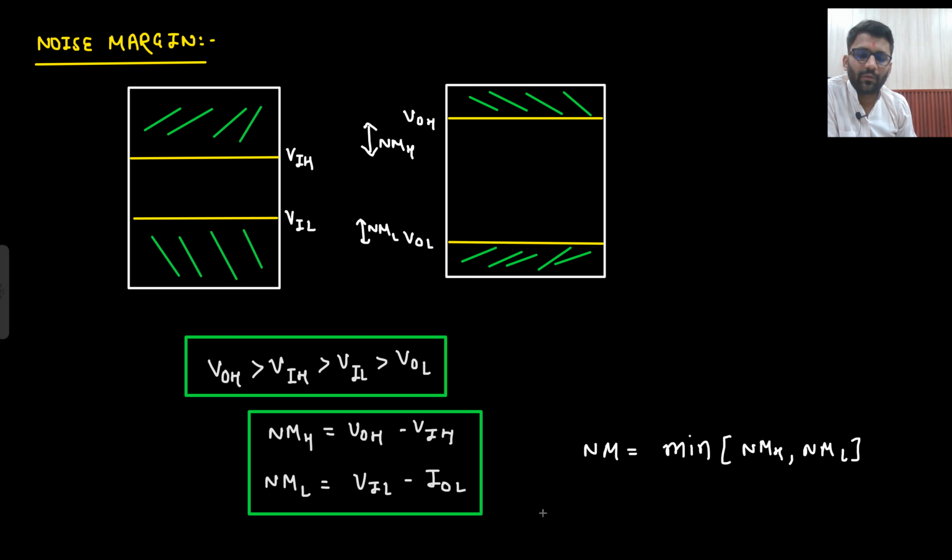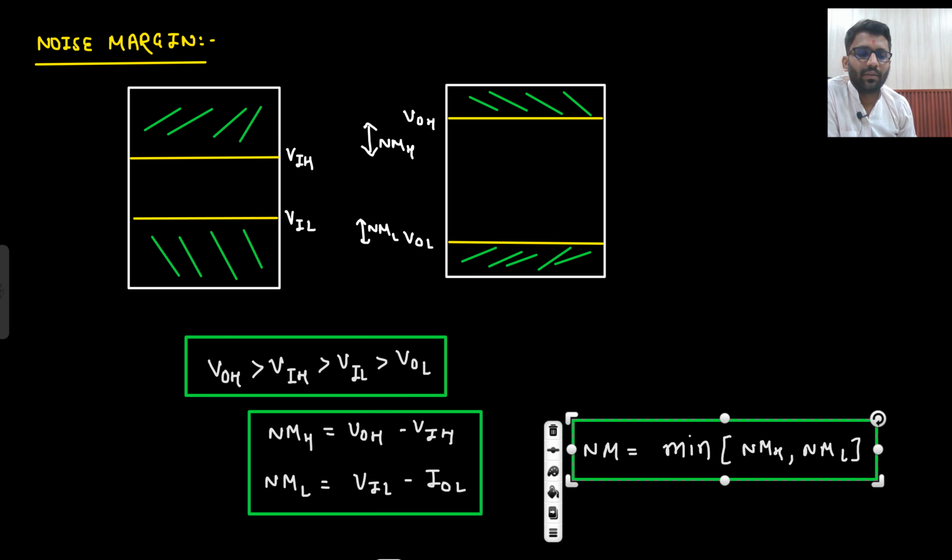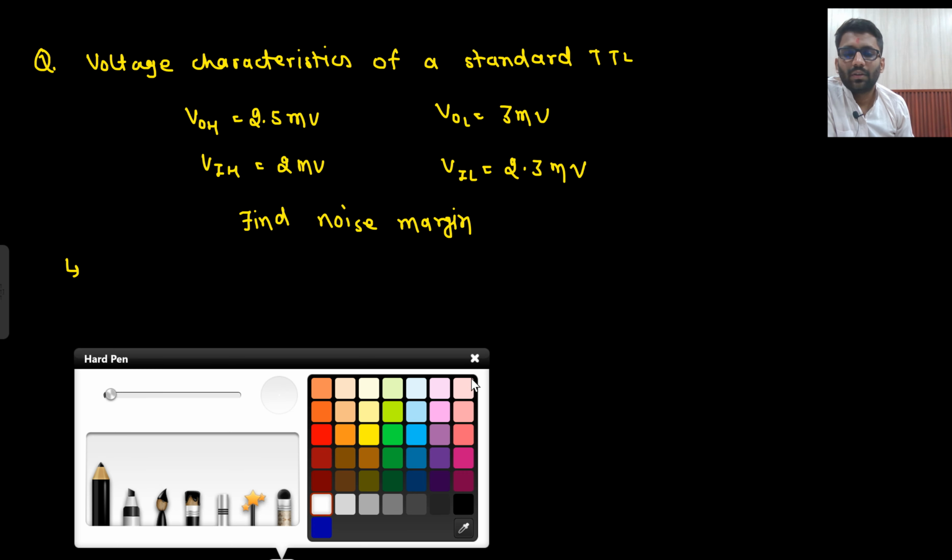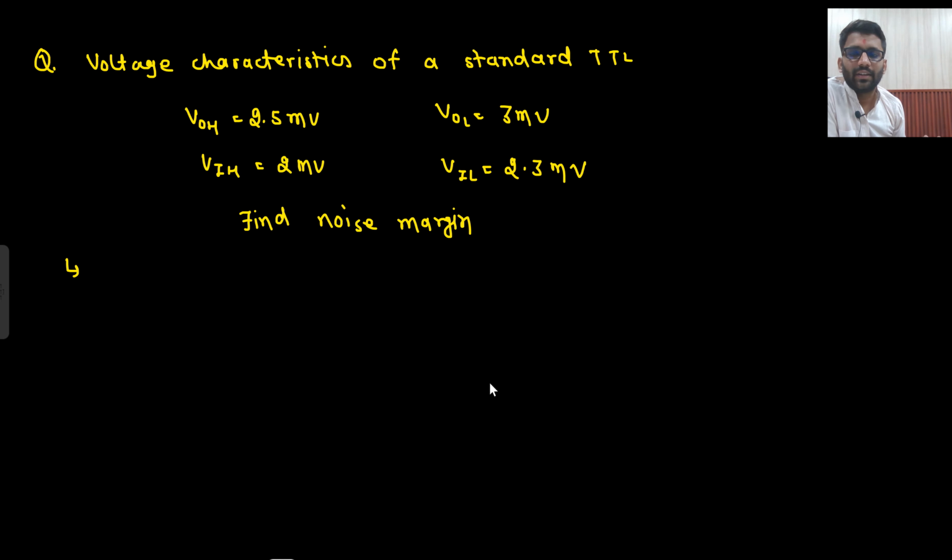Let's solve a question. With this it will be all completed. The voltage characteristics of a standard TTL gate are given. VOH is given, VIH is given, VOL is given, VIL is given. You need to find the noise margin. So first I will look at high only. Even in the case of fan out, and in the case of noise margin as well, you need to see high. So high, 2.5 minus 2, that is 0.5.